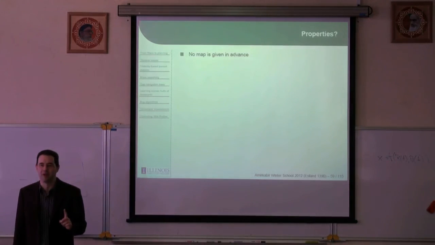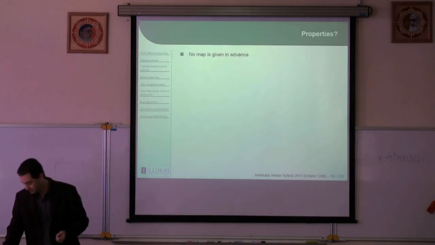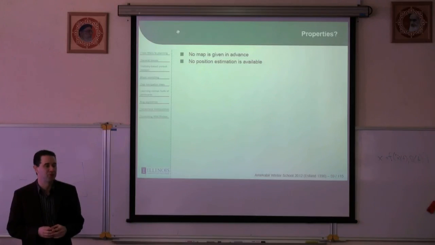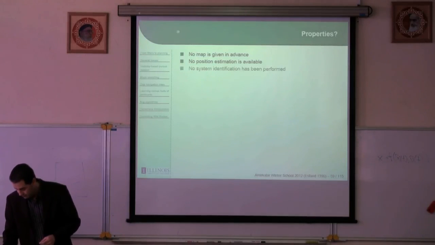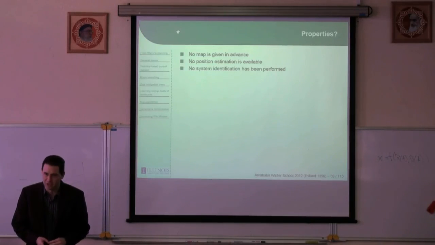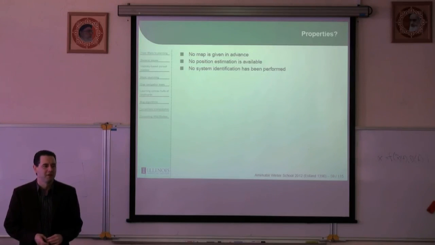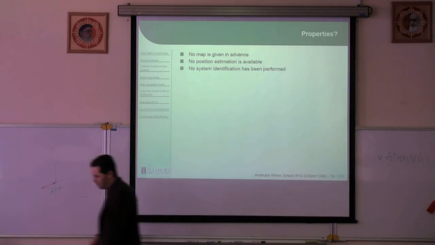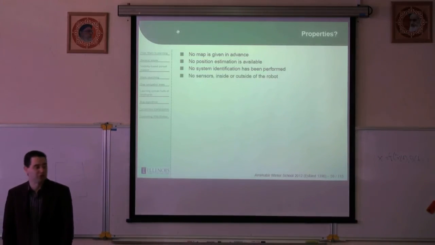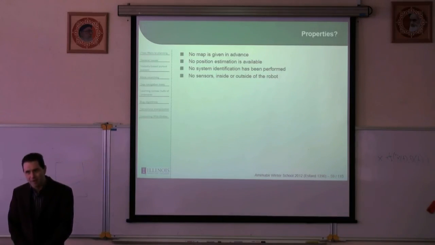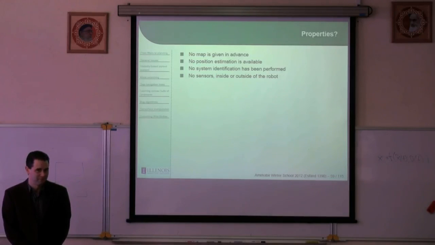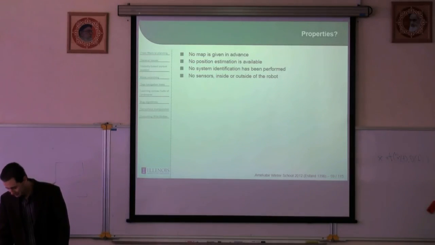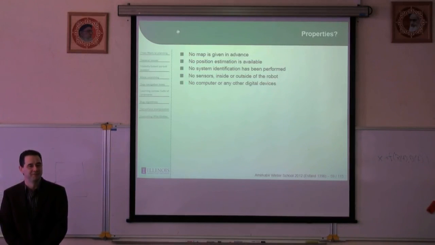There's no map given to the robot in advance, so unknown map. It cannot measure any position information, so no X and Y and no theta. It doesn't have that, ever. I did not do system identification like I promised, so I have no idea of the mechanics of this. I do not understand its equations of motion. Terrible. I don't understand. There's no sensors in the robot, and there's no sensors outside of the robot. There's no computer. There is no digital circuitry at all.